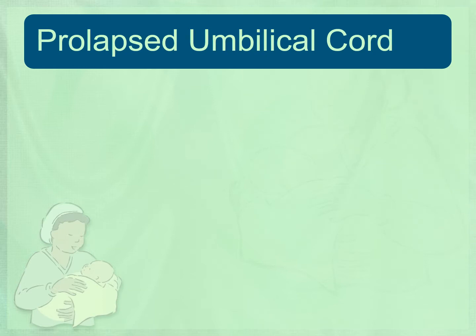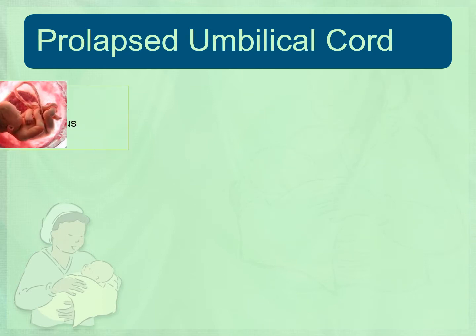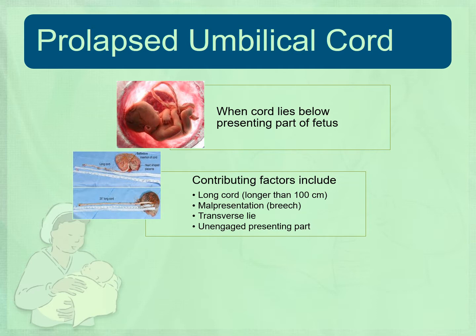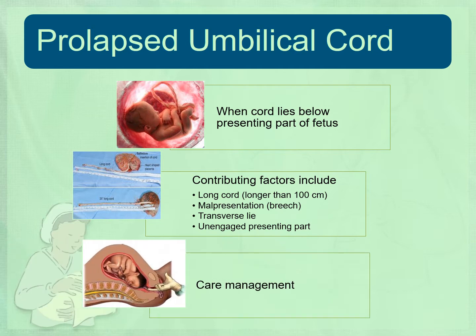Prolapsed umbilical cord. A prolapsed umbilical cord occurs when the cord lies below the presenting part of the fetus. While this can occur at any time throughout labor, it is most commonly seen immediately after the rupture of membranes. Contributing factors include a cord longer than 100 centimeters, malpresentation such as breech, transverse lie, and unengaged presenting part.